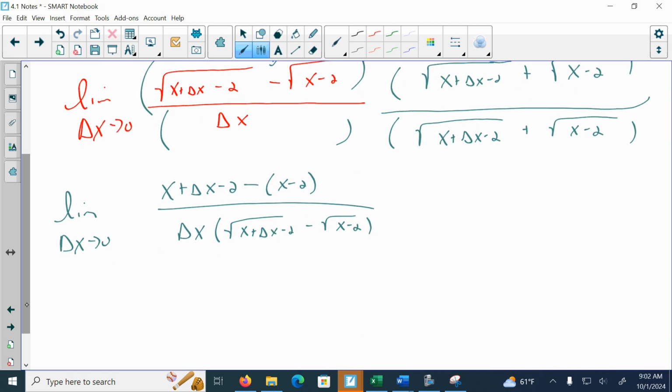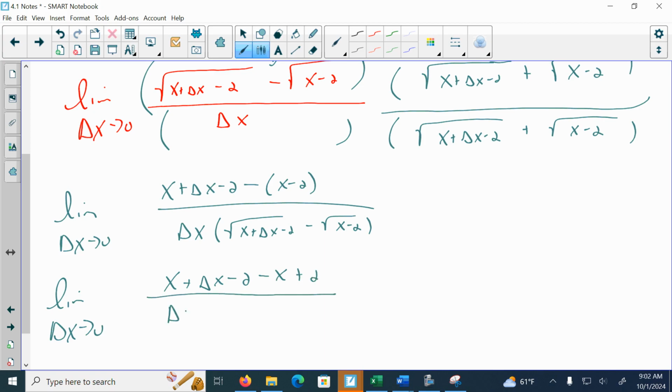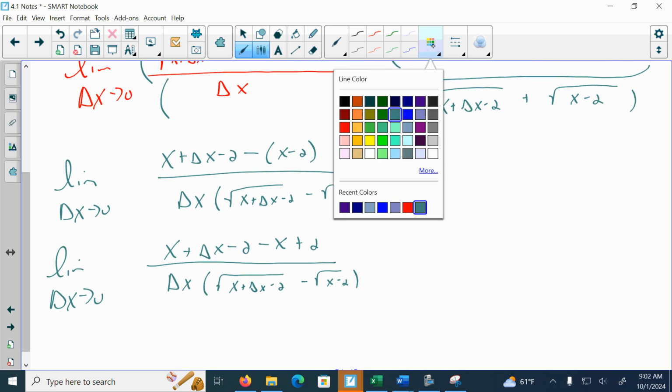Now, when I distribute the negative sign, we have x plus delta x minus 2 minus x plus 2 all over this whole thing again. I wonder if there's a way I could learn how to copy this and not write. I guess you can't either, so I'll suffer with you. All right, here we go.